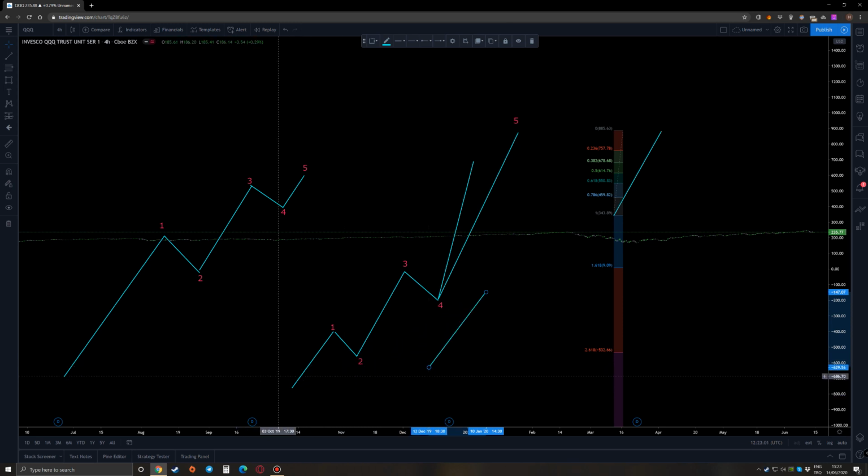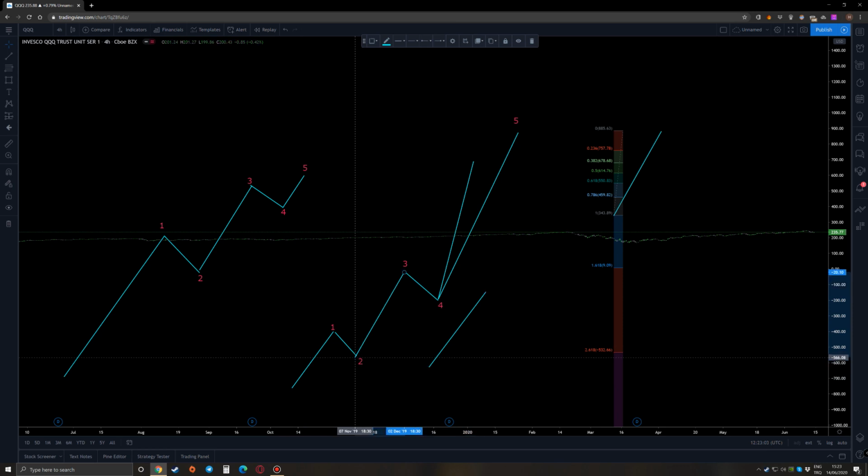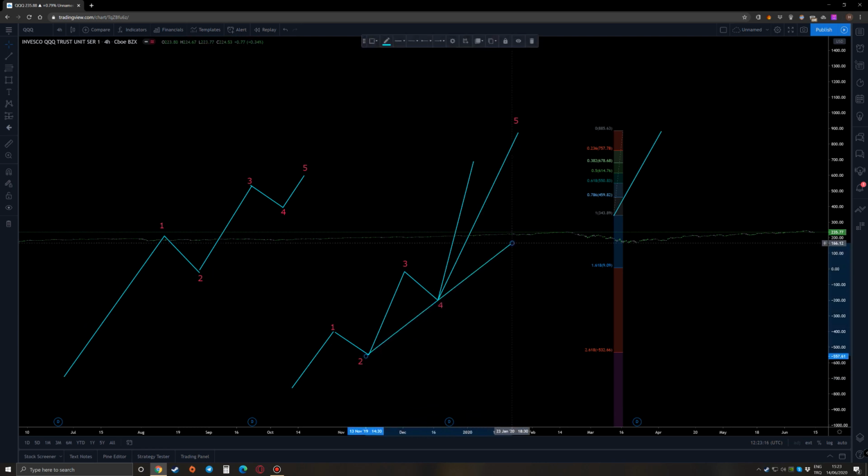Also, in any impulsive move, if a second wave comes here and makes a new low after this from your 0 point, it means you're not in an impulsive move. Also, you have to draw the 2 to 4 trend line. If any part of the third wave breaks the 2 to 4 trend line, you are not in an impulsive move.